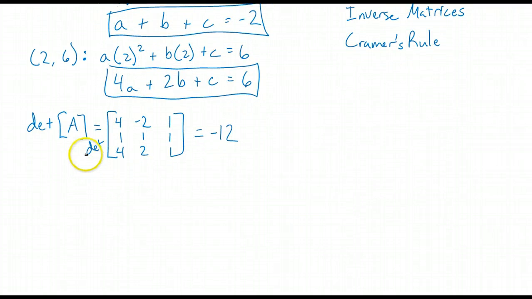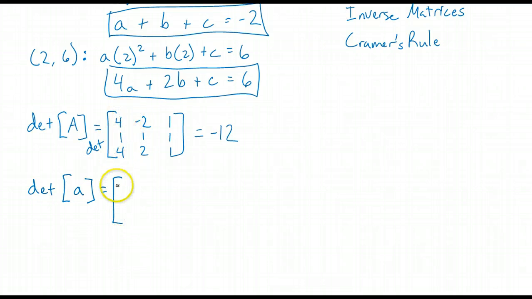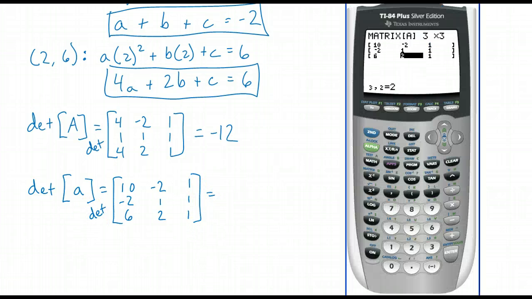Next, I need to set up an x matrix. But in this case, I don't have an x variable, I have an a variable. So I'm going to set up a matrix that I'm going to call lowercase a. Not to be confused with capital A, lowercase a is my coefficient matrix with my a column replaced with my answers, 10, -2, and 6. And I need to find the determinant of that matrix. Again, for time's sake, I've already entered that matrix into my calculator, and I'm going to use my calculator to find that determinant.